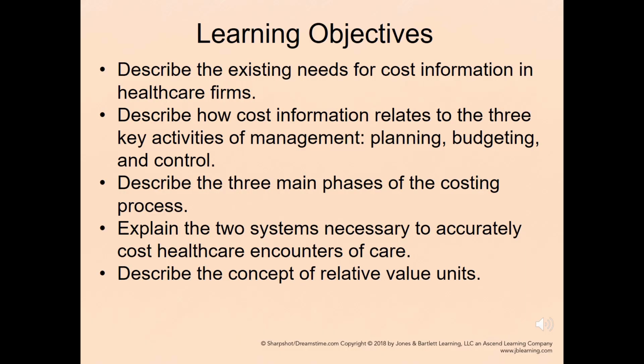Our learning objectives are to describe the existing needs for cost information in healthcare firms, describe how cost information relates to the three key activities of management, planning, budgeting, and control, describe the three main phases of the costing process, explain the two systems necessary to accurately cost healthcare encounters of care, and finally describe the concept of relative value units.